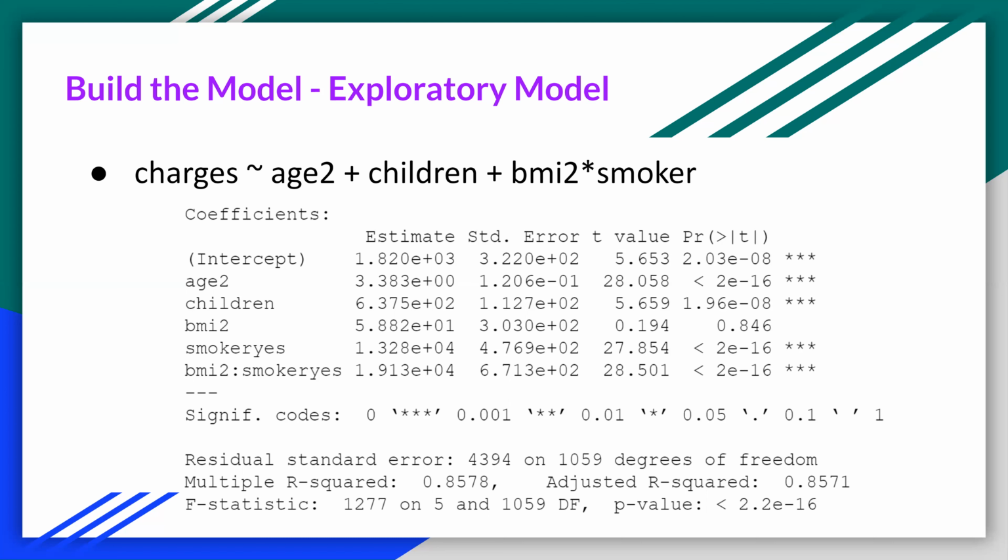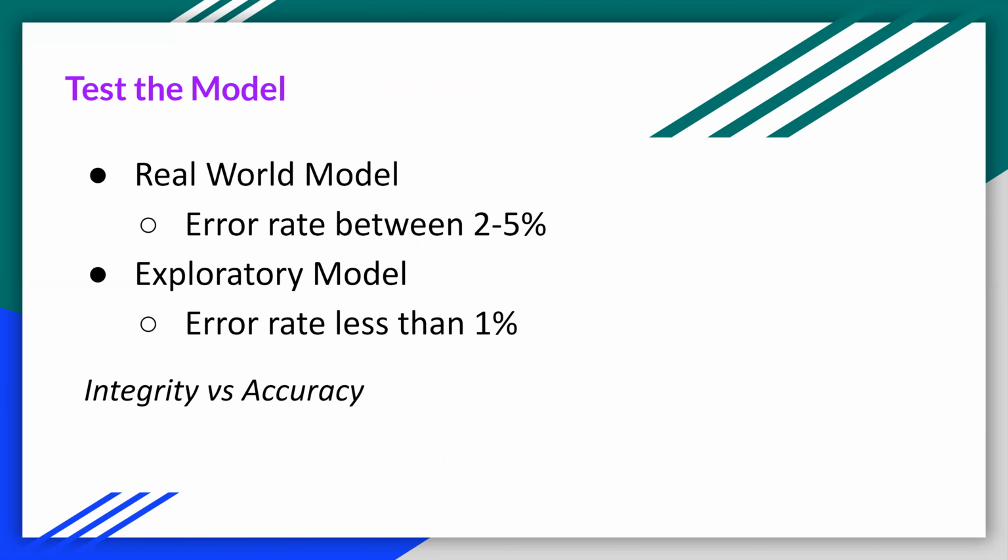However, when we look a little bit further, we do see that the interaction between BMI2 and the smoker variables is very statistically significant and obviously improves the model's accuracy. And once we test the models, with both the real world model and the exploratory model being tested, we can see that the error rate for the real world model is between 2 and 5% after multiple iterations of testing. And the exploratory model is under 1% for all of those tests.